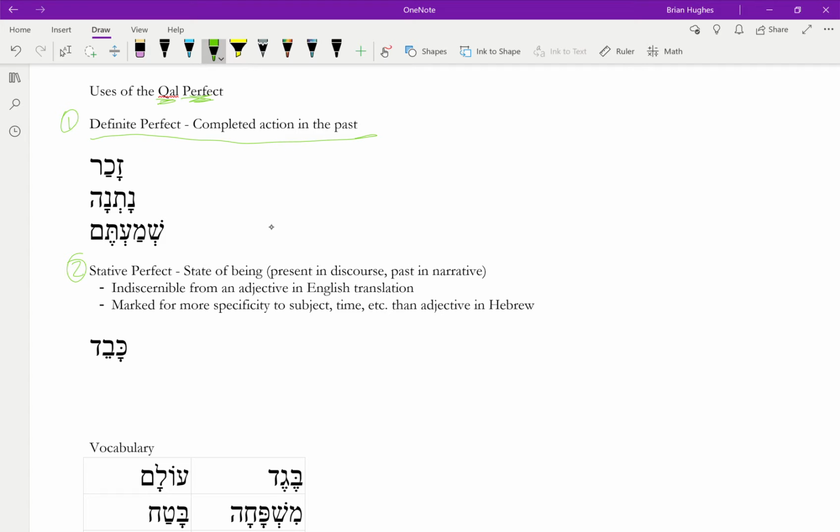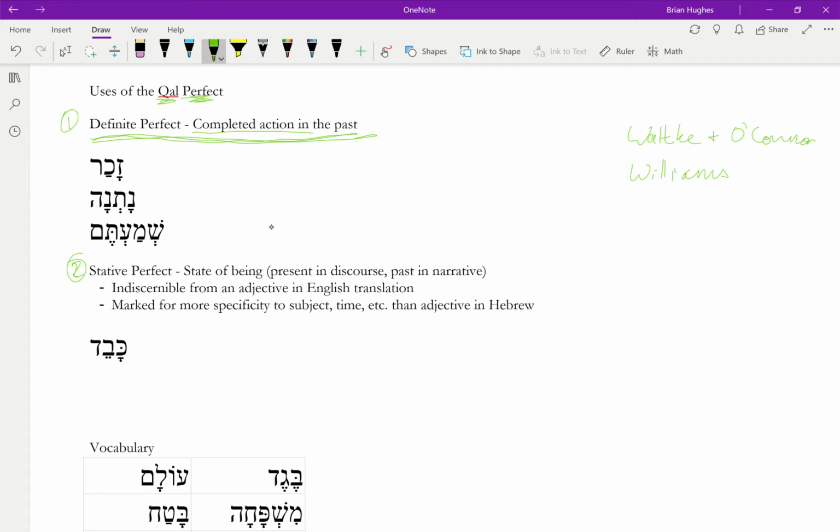Now, these aren't exhaustive. These two aren't the only uses. You can later look up different Hebrew grammars. Like, if you really want to get crazy, you can go to Waltke and O'Connor. A more introductory one is Williams' Beginning Hebrew Syntax. I think that's what it's called. But they'll tell you a little bit more about all the ways the Qal perfect is used. But the most common way is this definite perfect.